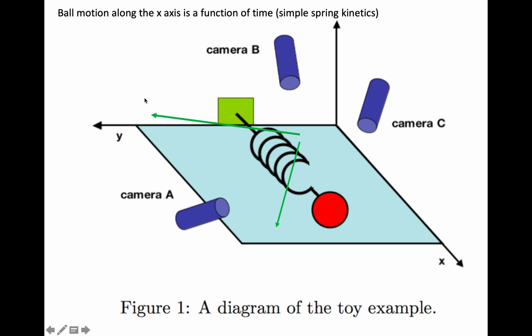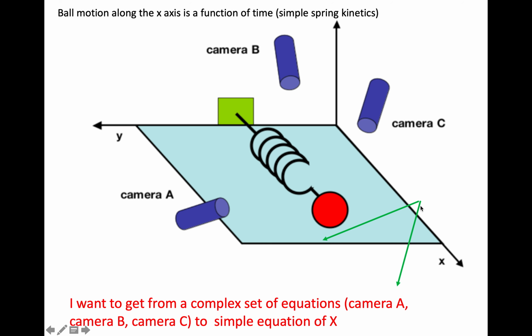Okay, so from B, I have this basis. From any camera here, I'm going to have this basis. So I'm going to watch the spring move along these two axes. And I want to get from this complex set of equations, from the displacement along this basis, from this x, y, bx, by, I want to collapse that and simplify it to get a simple equation of the ball movement along x, because all of these have some sort of x component in them.